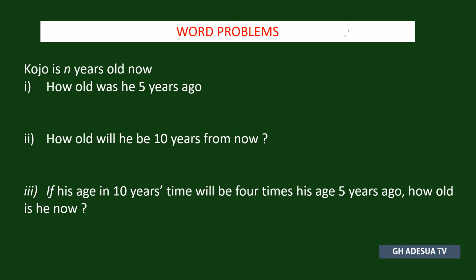How old was he 5 years ago? So if he is 12, 5 years ago will be 12 minus 5. That will give you 7 years. So 5 years ago, he was 7 years, meaning that you subtracted the 5 from his current age.